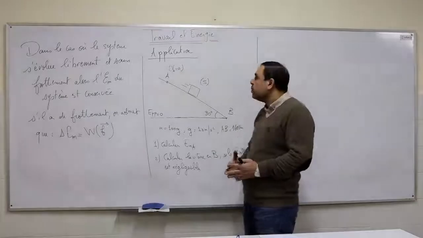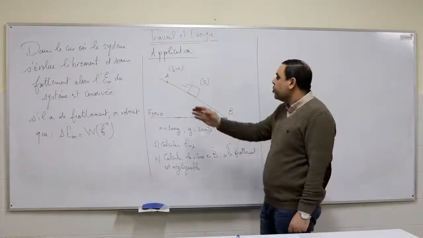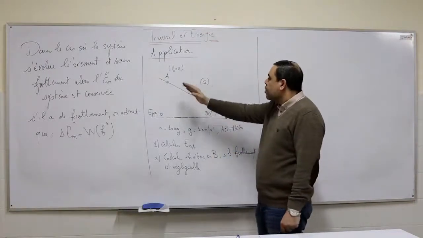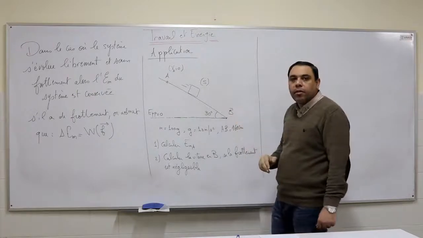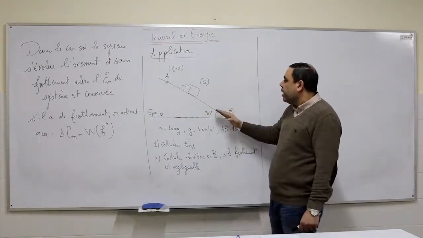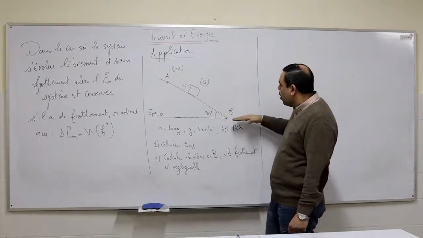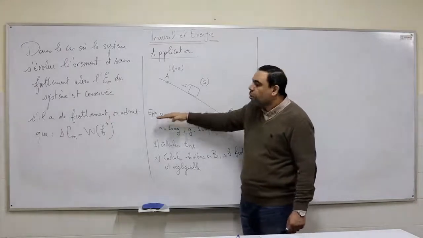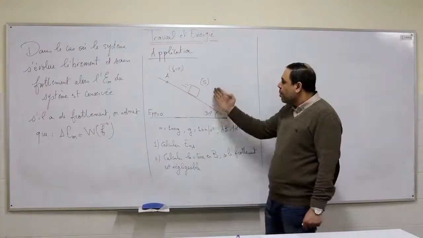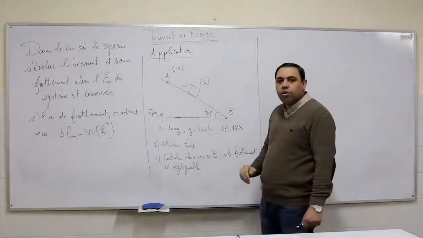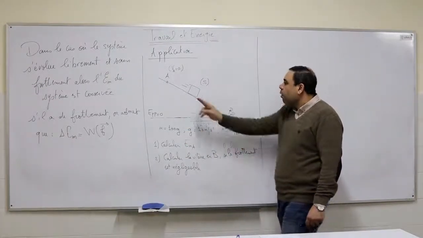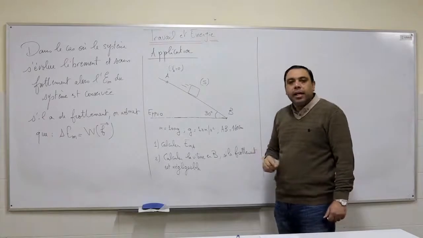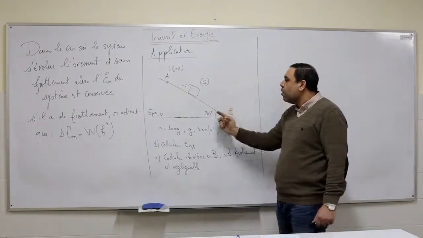Let's solve an application. A solid S leaves point A of an inclined plane without initial velocity. It descends on the plane until it reaches point B. The inclined plane makes an angle of 30 degrees with the horizontal. The horizontal plane passing through B is taken as a reference level for the gravitational potential energy. The mass of the solid is 100 grams. The gravitational field strength is 10 meters per second squared. The length of AB is 160 centimeters. Part 1. Calculate the mechanical energy of the system at A.